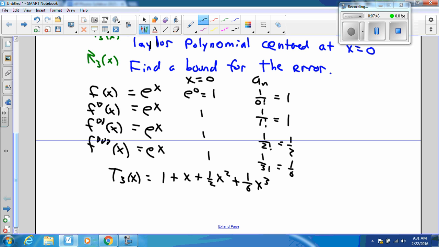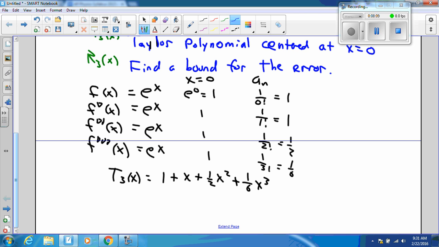And all of this process, I think, is pretty familiar at this point. If it's not an automatic thing, then you want to practice it, sitting bored in English class, okay? 4th degree Taylor polynomial for e to the x. Go. And once you've done it a couple of times, it'll be fine. If you haven't done that, make sure you do that soon.